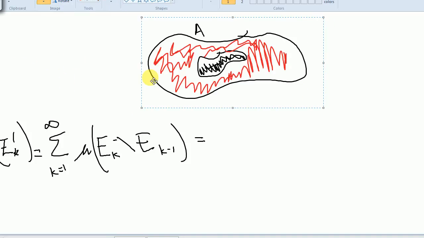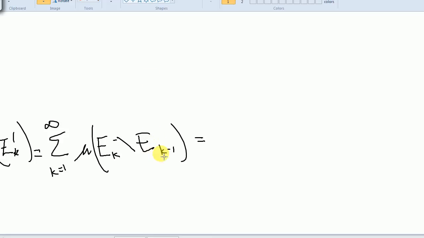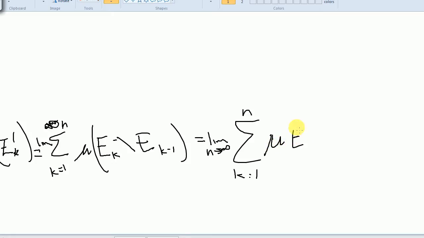So I can replace this measure of e sub k minus e sub k minus 1 with the sum from k equals 1 to, oh, and this wasn't supposed to be infinity, this was supposed to be n. I had already taken the limit of that thing, right? So we're taking the limit as n goes to infinity of the sum from k equals 1 to n of the measure of e sub k minus the measure of e sub k minus 1.